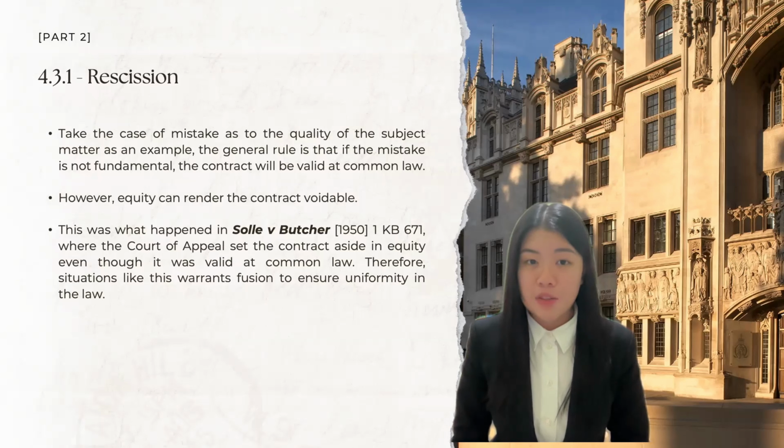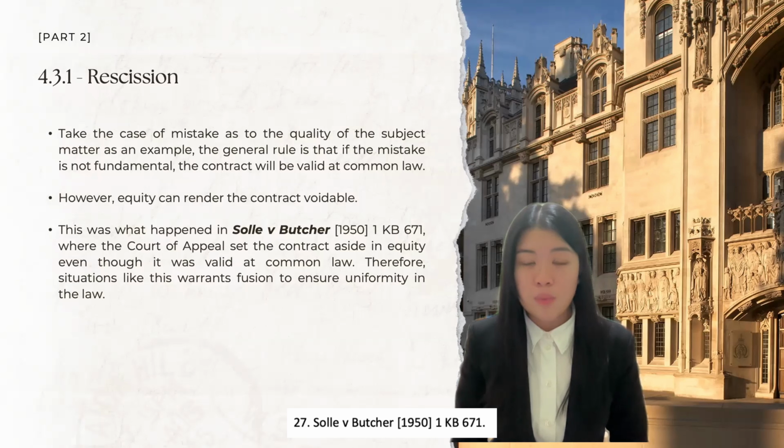Take the case of mistake as to the quality of the subject matter as an example. The general rule is that if the mistake is not fundamental, the contract will be valid at common law. However, equity can render the contract voidable. This was what happened in Solle v Butcher, where the Court of Appeal set the contract aside in equity, even though it was valid at common law. Therefore, situations like this warrant fusion to ensure uniformity in the law.